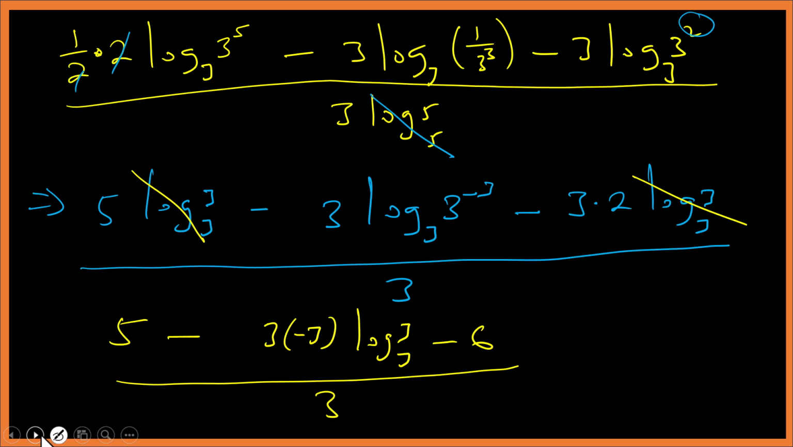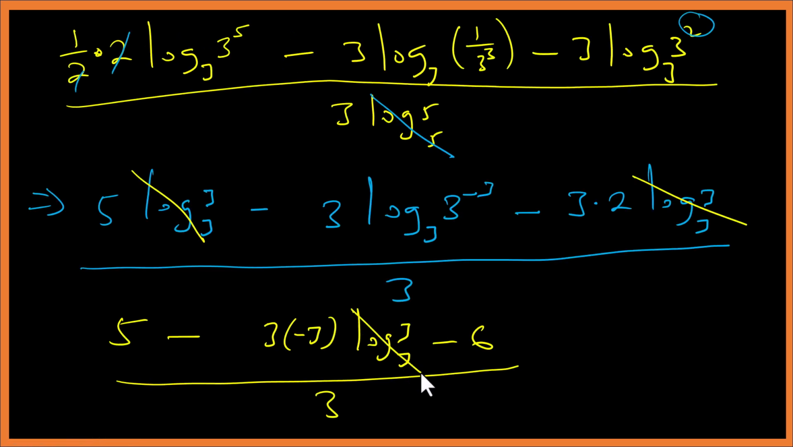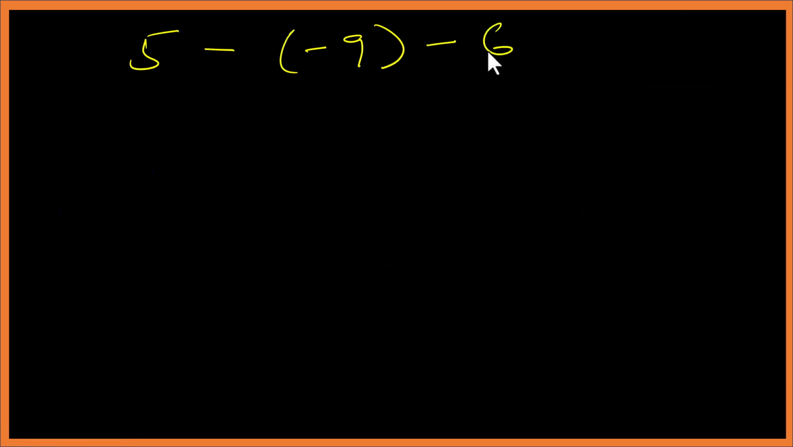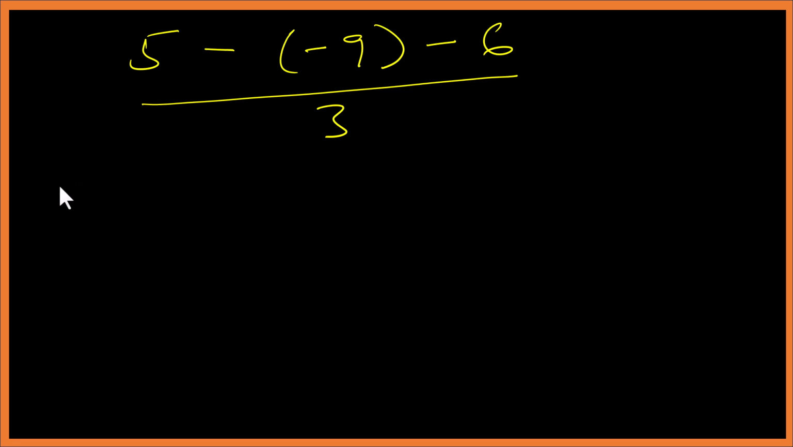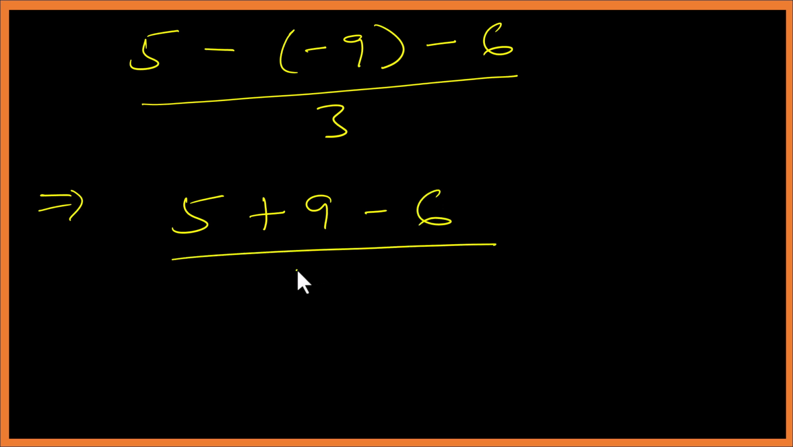minus, so this side is minus 9, and this one will go, so that will be minus 6 on 3. That is 3. So we have 3 here. Let's write the final answer. So the next step will be 5 plus 9 minus 6 on 3.